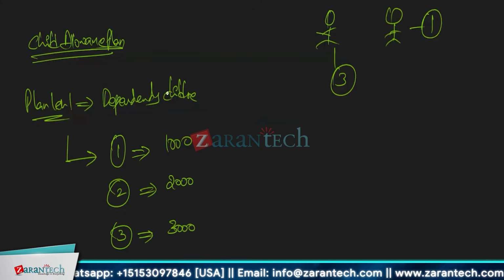Now, if you define the eligibility rule in such a way that you are specifically checking if the employee has one child or two children or three children, then you can easily configure this. So for this employee with one child, it is 1,000. This employee has three children, so it is automatically going to be 3,000.